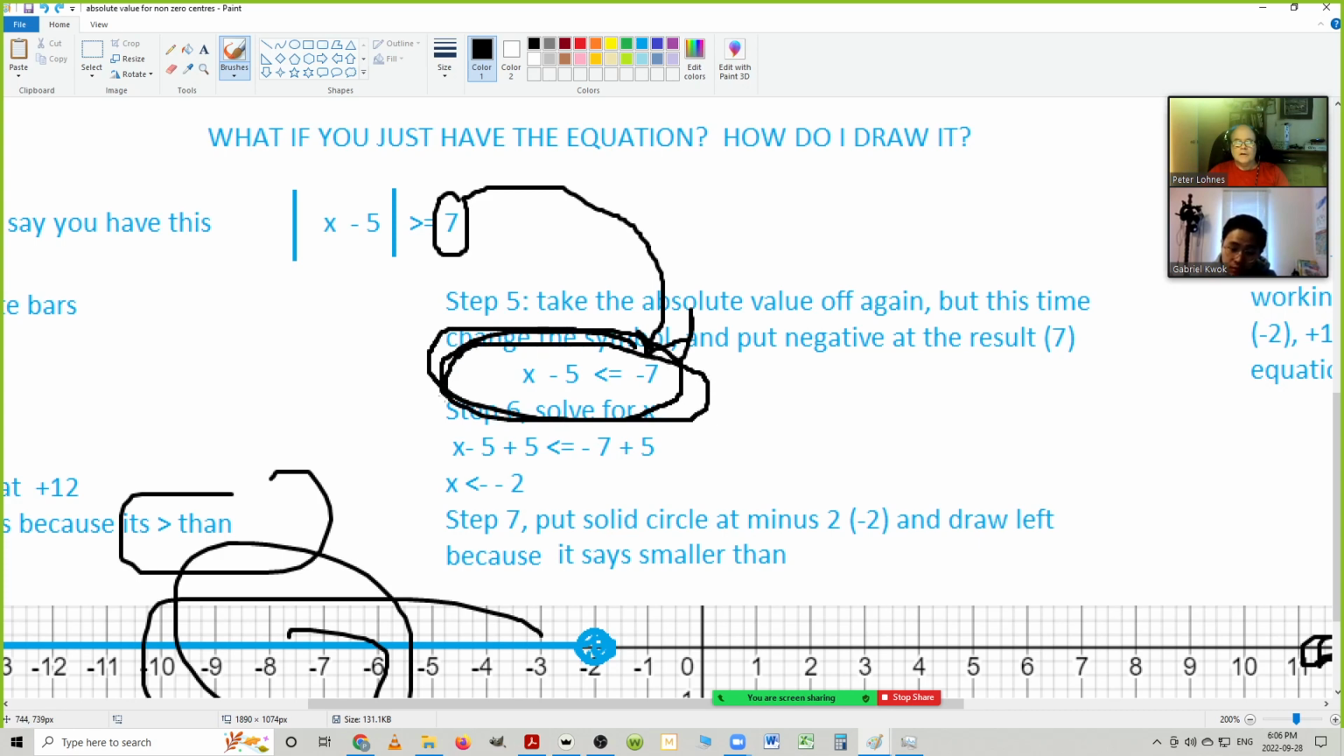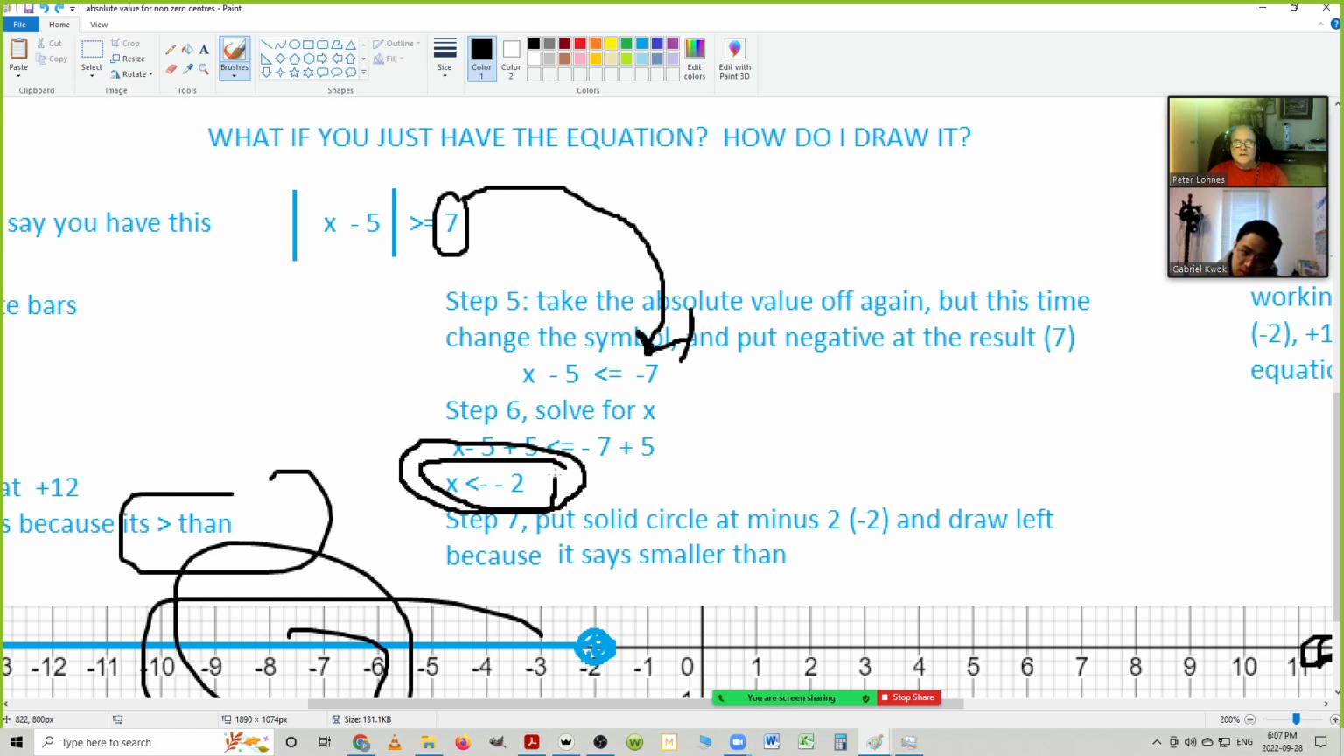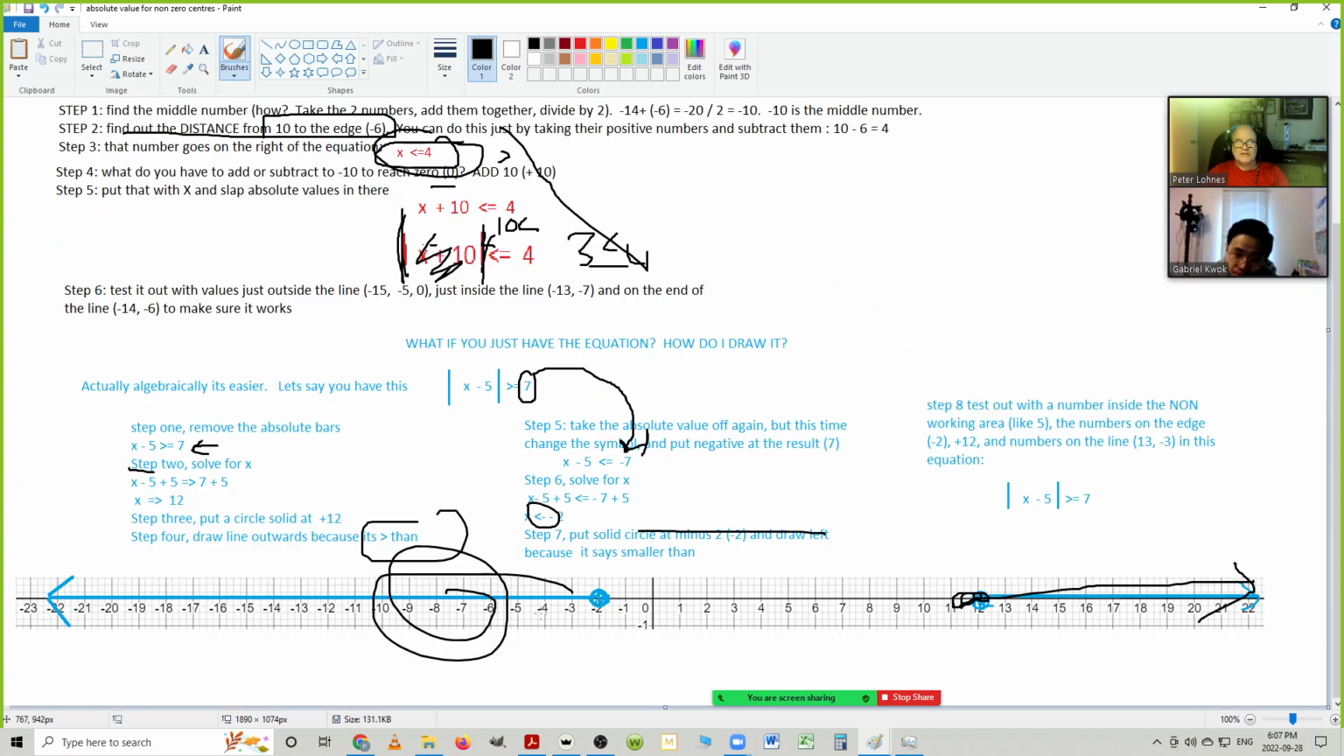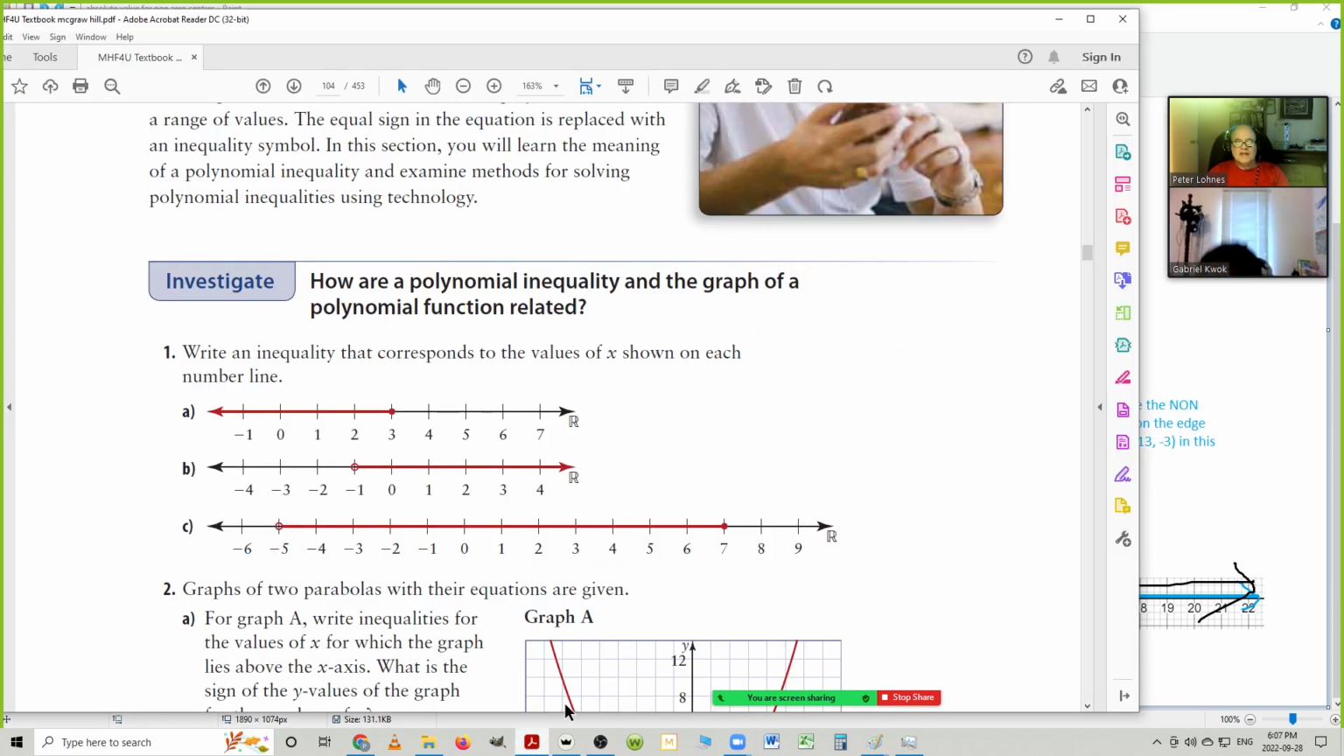So add 5 to both sides. I get that. And then you get minus 2, and it says minus 1. Okay, put a solid circle at minus 2 and draw to the left because it's smaller or equal to minus 2. And that will work every time. So I'll send you these steps. We're going to go straight to the book now.